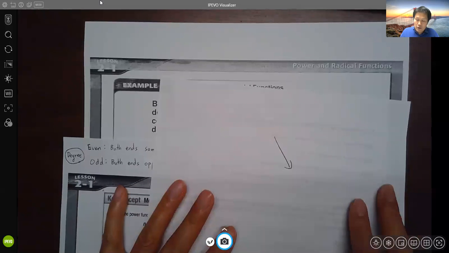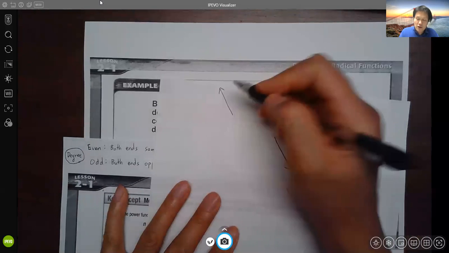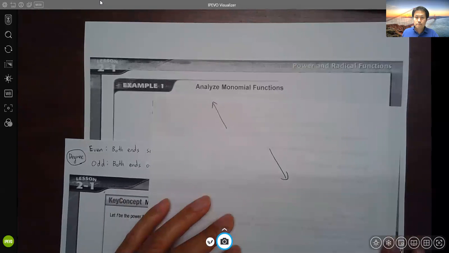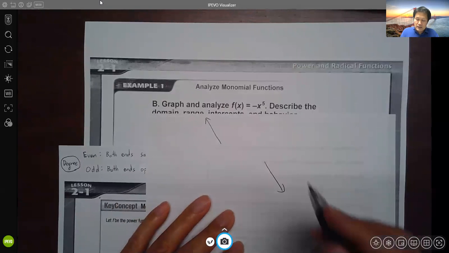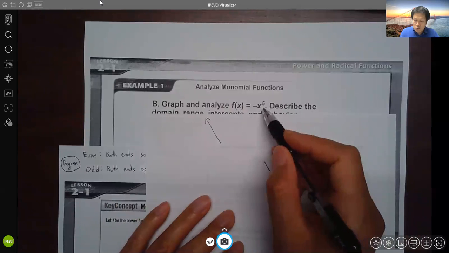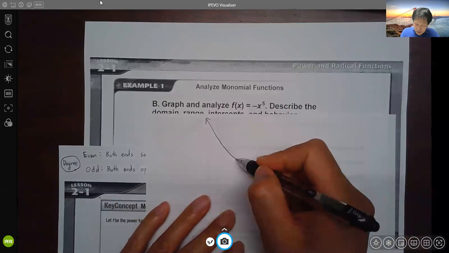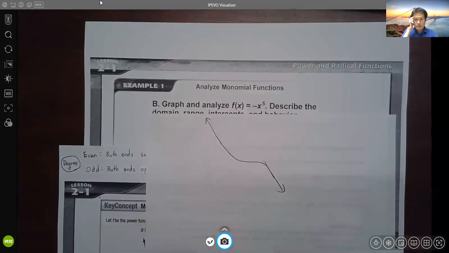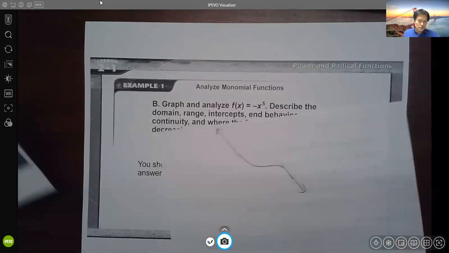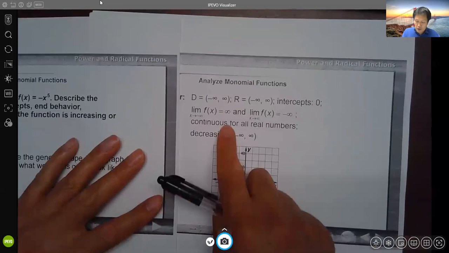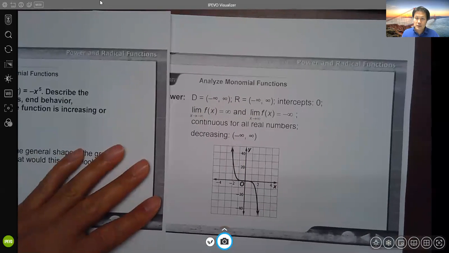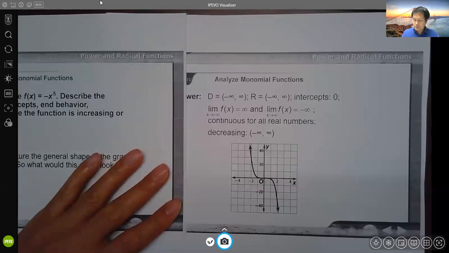We already figured it out. Right hand goes down. What happens to the left hand? It has to go in the opposite direction. It has to go up. Since it's only a monomial, only one term, it's going to be connected nicely, something like this. So that will be the rough sketch of it. If you use your graphing calculator, the exact graph will be something like this.